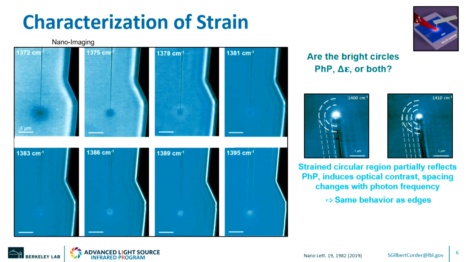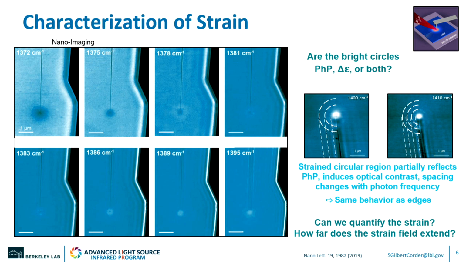So just for comparison, it's much more common in the literature to see a 2D material where you're looking at phonon polaritons at a hard physical edge. And so here's the edge of the HBN, and you can see that these regions of strained material actually follow the same trend of starting out darker and getting brighter, and then the phonon polariton waves becoming present. It follows precisely the same pattern as the material edge.